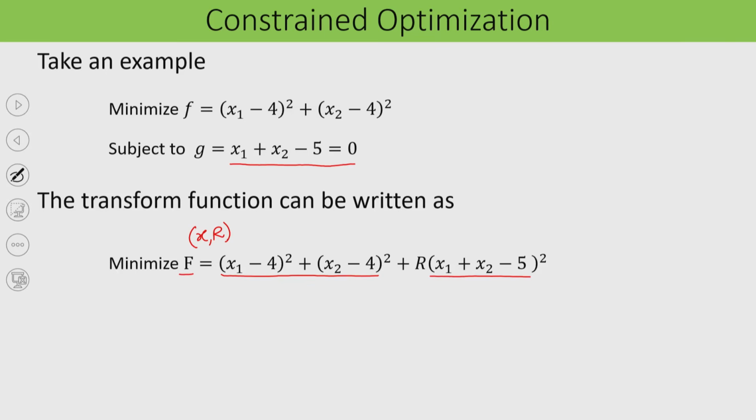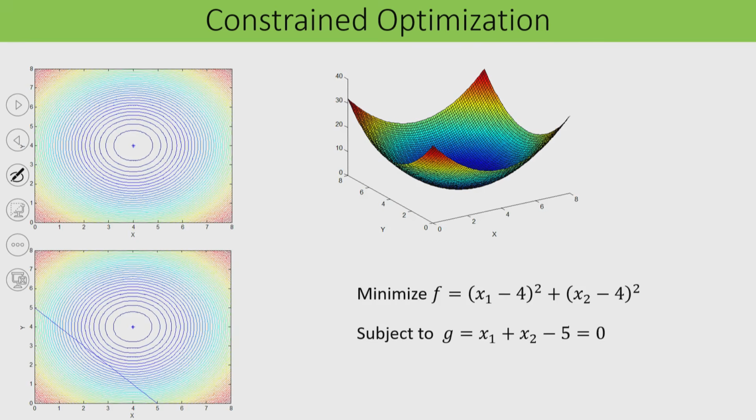This is an equality type constraint, so this value should be equal to 0. If this part is 0, that means there is no penalty; otherwise, if it is not 0, you are putting a penalty on those solutions. I can minimize this function using any algorithm. I have shown the solution here.